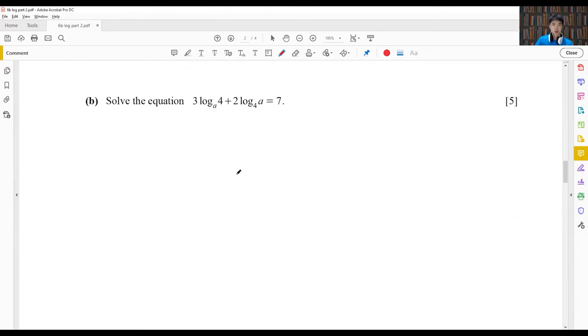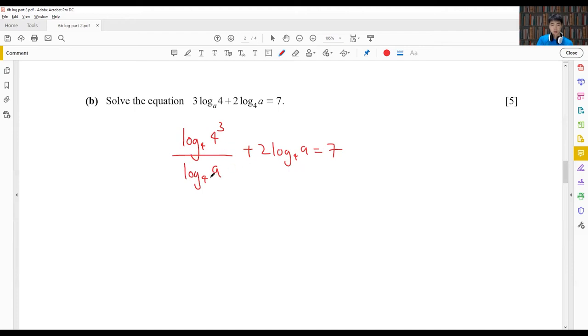Next part, solve 3 log base a of 4 plus 2 log base 4 of 4a equals 7. Okay, what we need to do is we need to change both the logs to have the same base. In this case here, let's change the first one here. First, we need to write it as log base 4 of 4 cubed, okay, because we bring the 3 to 4 to be the power, right? Over log base 4 of a, plus 2 log base 4 of a equals 7 in this case.